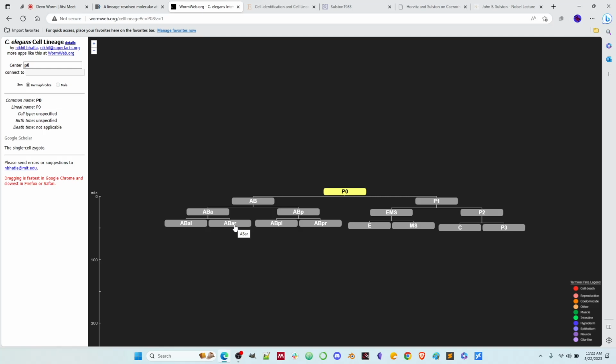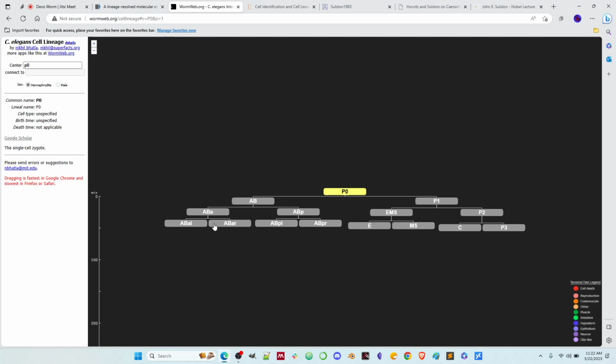As we saw with respect to the planes of division, we have two planes of division here: left and right, anterior and posterior. Then for ABP, which is AB posterior, we have ABPL, which is posterior left, and then ABPR, which is posterior right. So at that second division, they're dividing left to right.